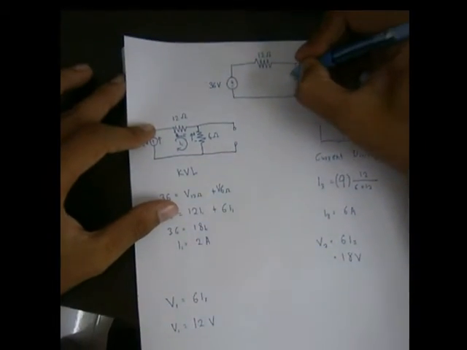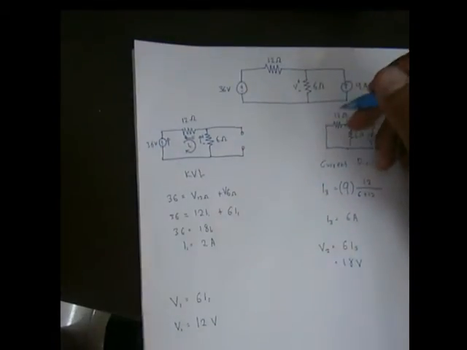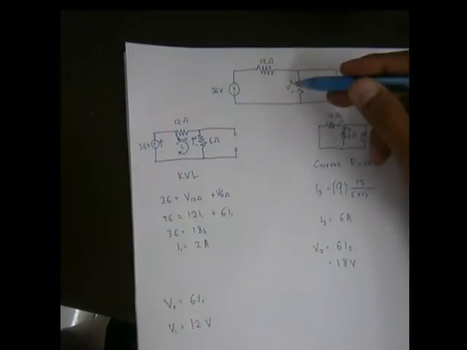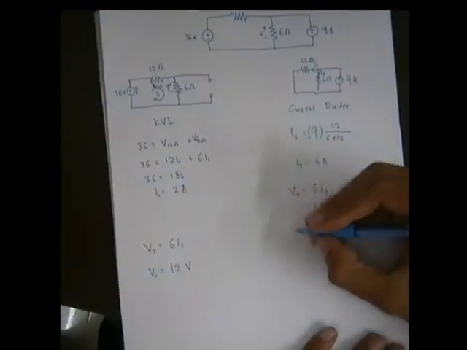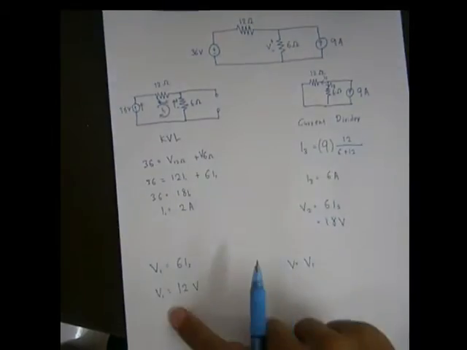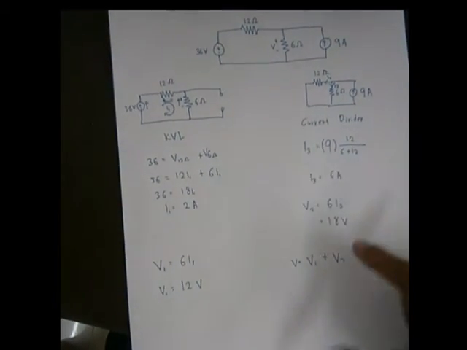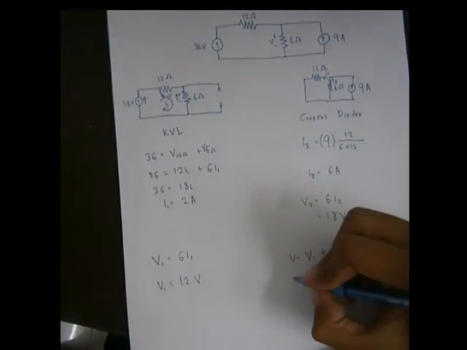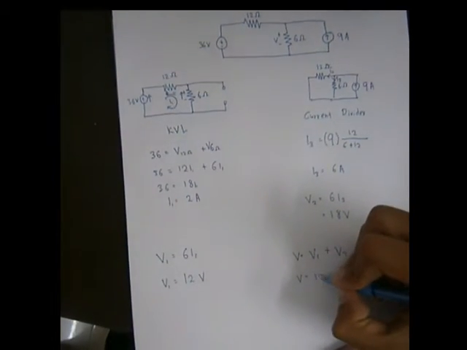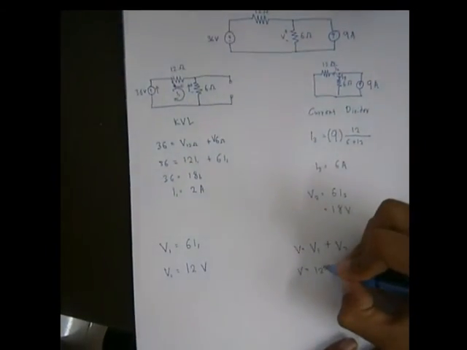To get V, it is here, and V is equal to V1, which is 12 volt, plus V2, which is 18 volt, and we substitute it, and we can get V is equal to 30 volt.